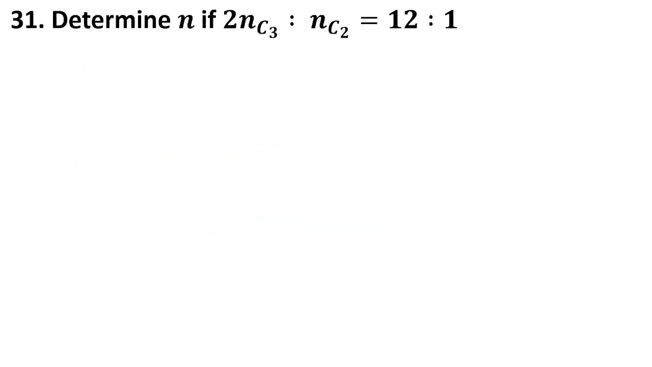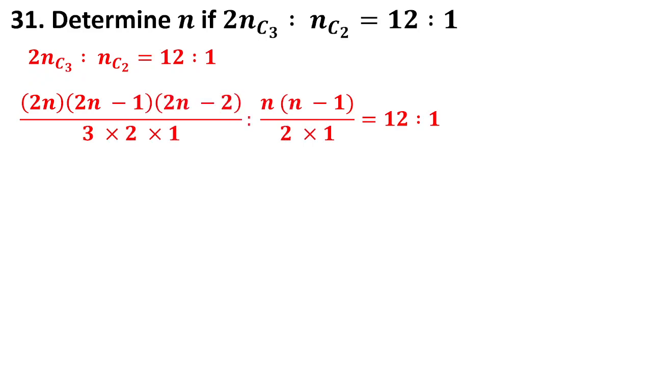Question number 31. We have to determine n if 2nC3 is to nC2 equal to 12:1. Here be careful. Don't try to understand that 2nC3 is 2 into nC3. Should be very careful. Therefore, 2nC3 is to be taken as 2n into (2n minus 1) into (2n minus 2) by 3 into 2 into 1. nC2 is n into (n minus 1) by 2 into 1, equal to 12:1.